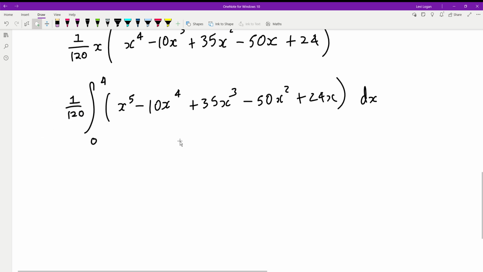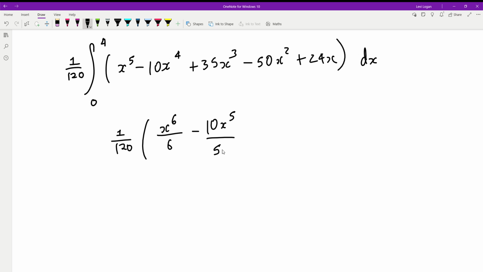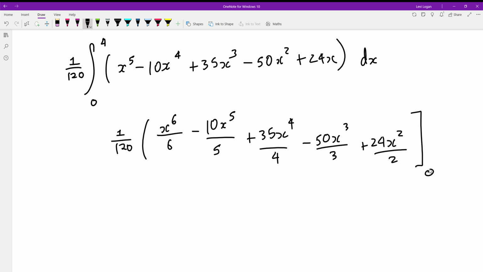Now this is actually quite easy to do. Even though it looks very long, it's just a power rule now. So we're just adding 1 to the power and dividing by its new power. So this is going to be 1 over 120 times x to the power of 6 on 6 minus 10x to the power of 5 on 5 plus 35x to the 4 on 4 minus 50x to the 3 on 3 plus 24x squared on 2. And we don't need to add a constant of integration because we've got bounds in this example here, okay?